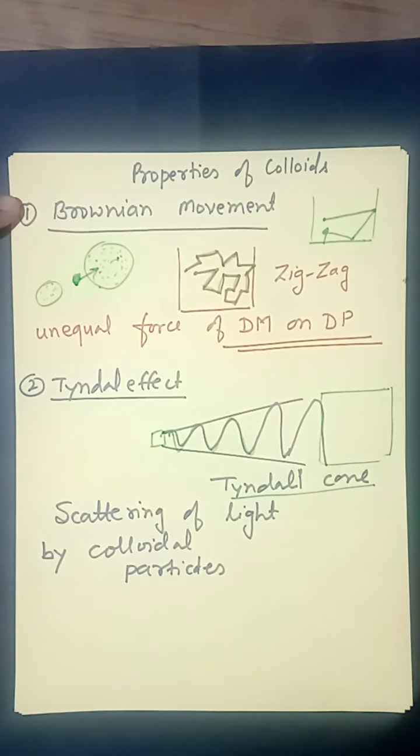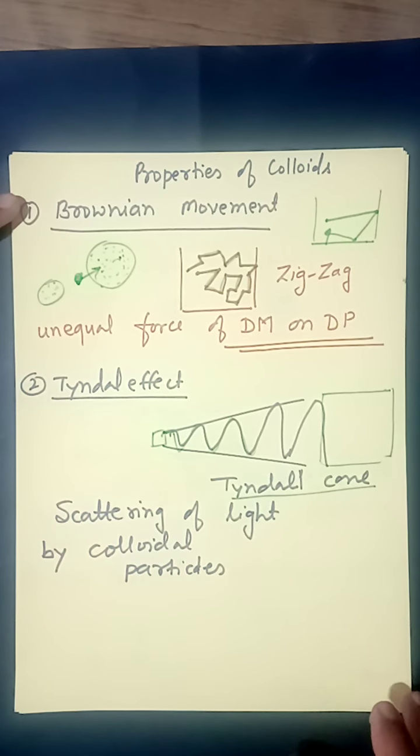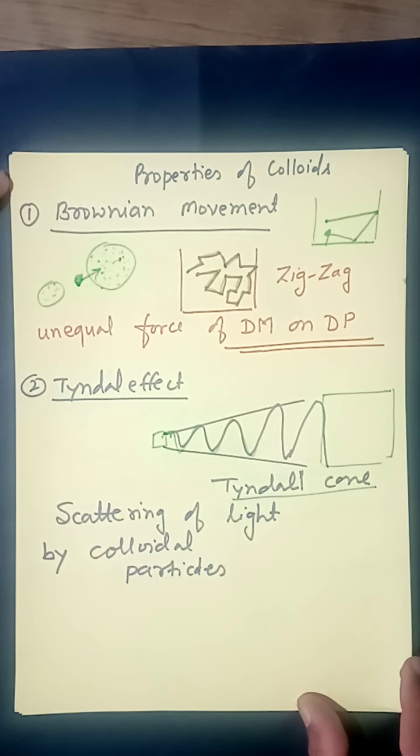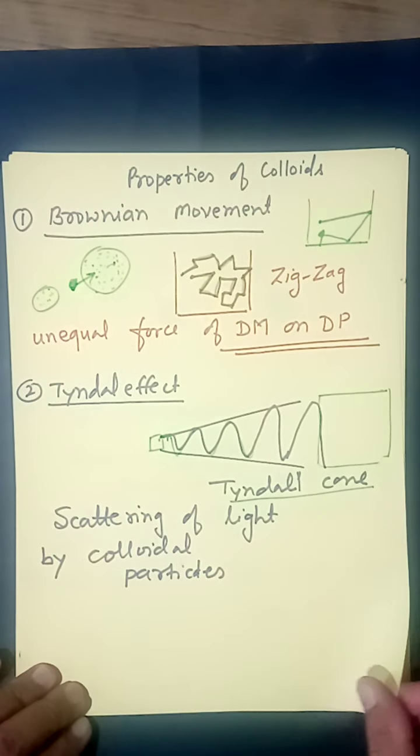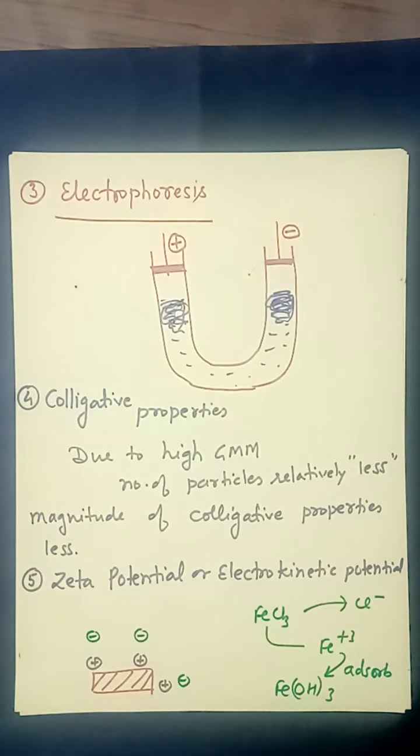The Tyndall effect is the scattering of light by colloidal particles when we pass a strong beam through a colloidal sol. You have seen in a dark room, if you switch on a torch, then you can see the path of the light. That is known as the Tyndall effect.